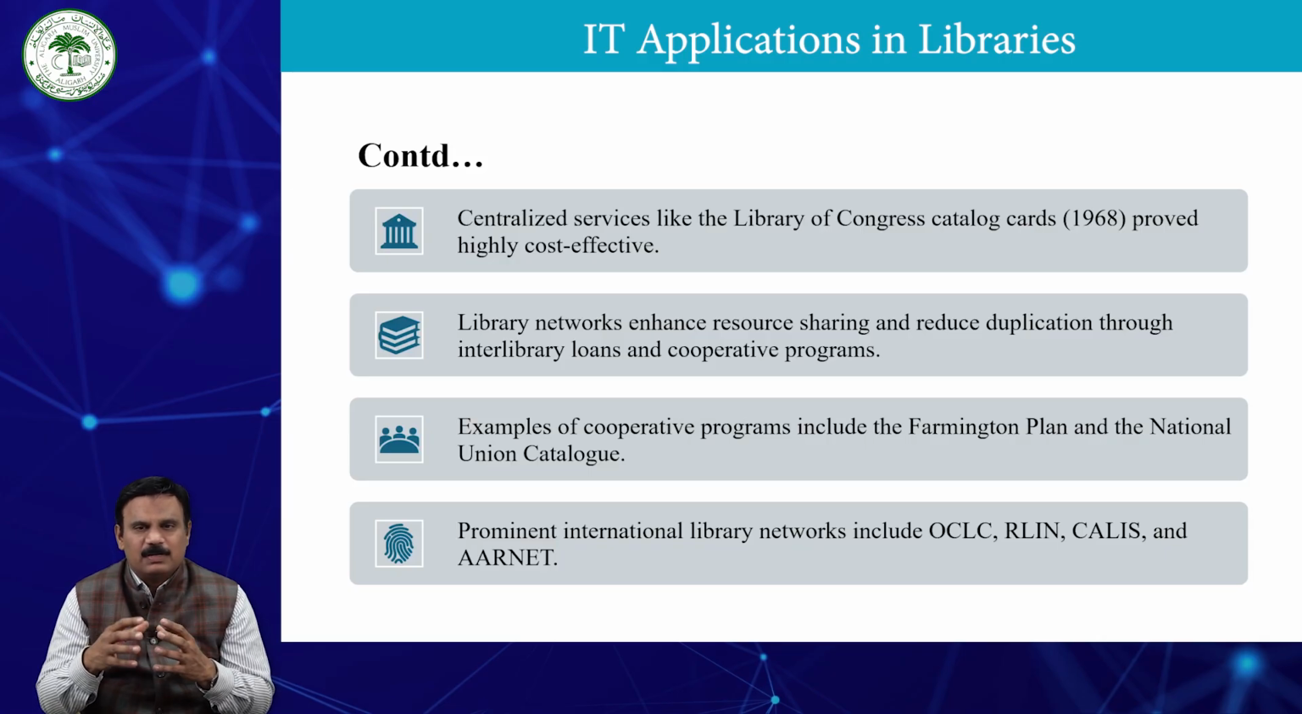At the international level, some of the most prominent library networks include Online Computer Library Center, OCLC, Research Libraries Information Network, RLIN, Joint Academy Network, JANET, China Academic and Library Information System, CALIS, Australia's Research and Education Network, ARNET. These are the major library networks at international level.